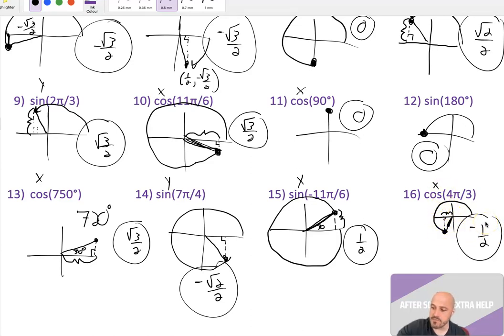All right, so those were some quick questions on evaluating sine and cosine with all of the special angles around our unit circle. Hope that helped.